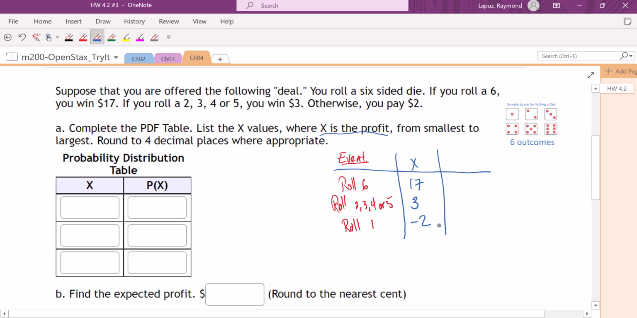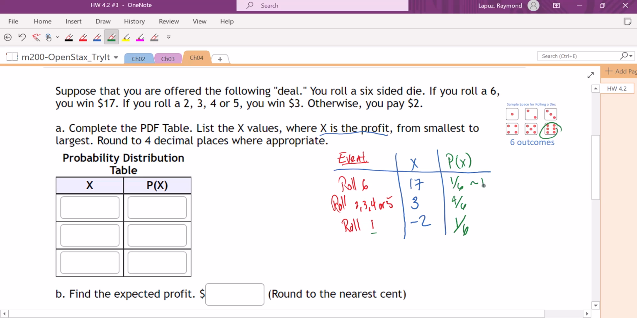At this point, we want to find probabilities, and that's how we attach the probability with the random variable. What is the probability that we get a 6? In a 6-sided die, there's 1 out of 6 possible choices. For 2, 3, 4, or 5, there's 4 out of 6 possible choices. And for -2, there's only 1 out of 6, because that's rolling a 1. So these are probabilities. Now, I think in the homework, they want us to put in the values.